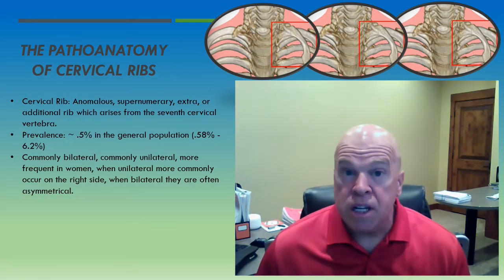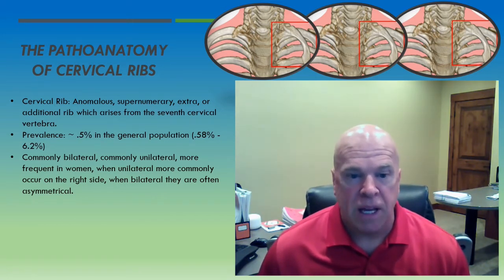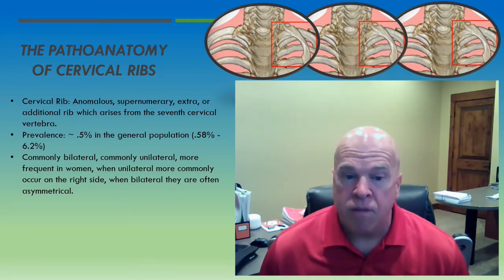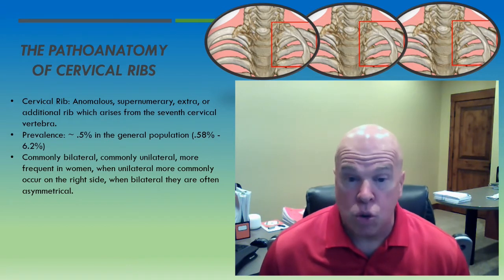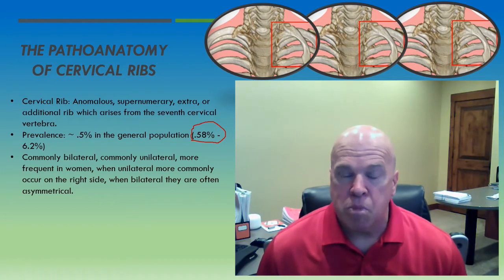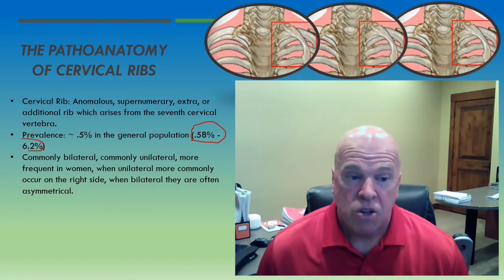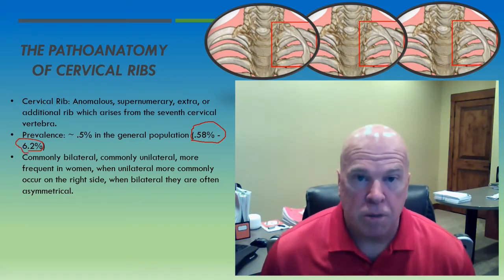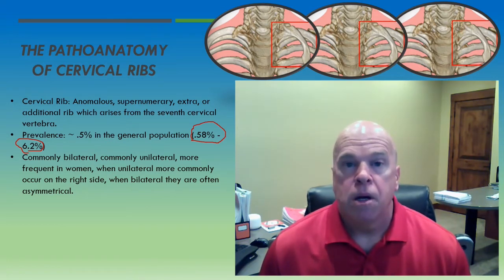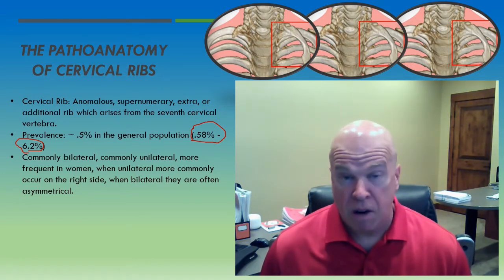The studies seem to vary on the prevalence of cervical vertebrae in the general population. Some studies suggest it's low, about 0.5%, so that's 1 in every 200 people may have a cervical rib. Other studies indicate it's much, much higher. It's 10 times higher than that, with as high prevalence as 6.2% of persons presenting with some form of a cervical rib. Now, cervical ribs are described in studies differently.